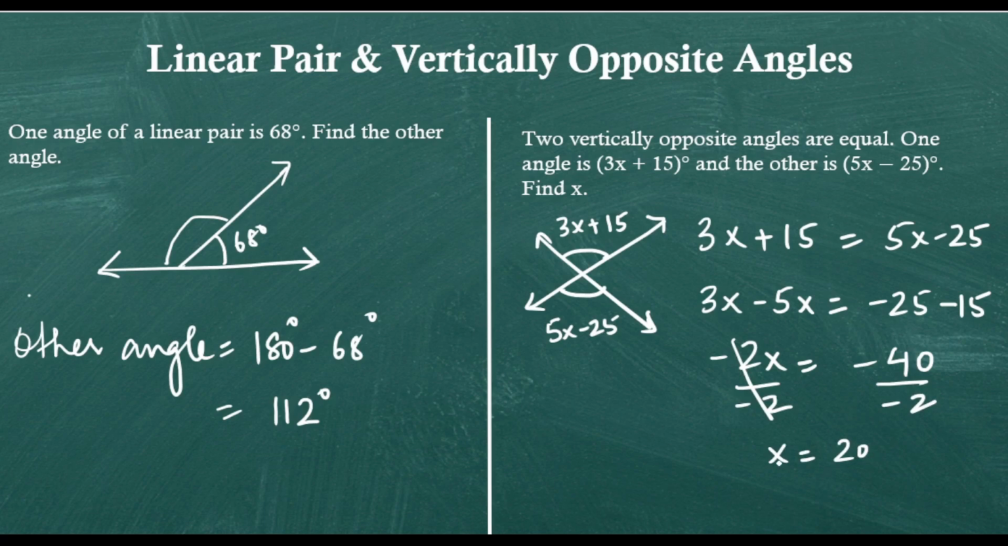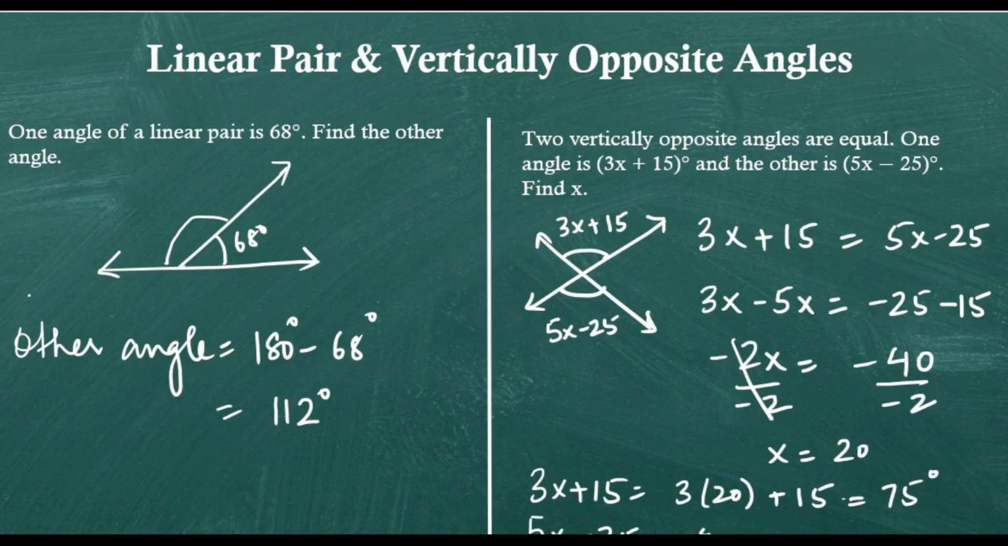If you want to check whether your angles are equal or not, let's find the angles. 3x plus 15 gives me 3 times 20 plus 15. 3 times 20 is 60, and 60 plus 15 is 75 degrees. My next angle is 5x minus 25, so 5 times 20 minus 25. 5 times 20 is 100, and 100 minus 25 is 75 degrees. So you can see that the angles are equal.